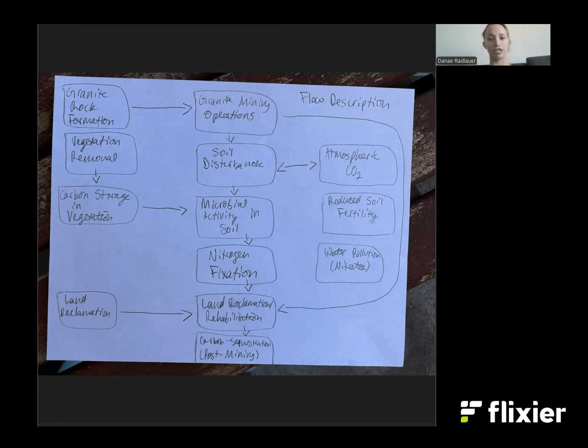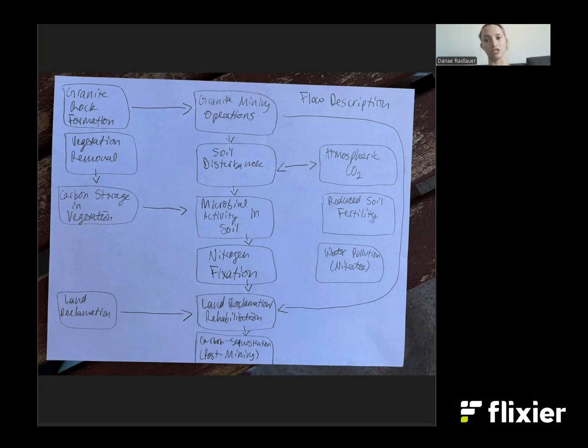Granite mining operations then go to soil disturbance. Mining physically disrupts the soil, increasing soil disturbances. Granite mining operations also go to vegetation removal. Mining typically involves clearing vegetation, reducing plant cover. Vegetation removal goes to carbon storage and vegetation. When vegetation is removed, less carbon is stored in plant biomass. This is a negative coupling.